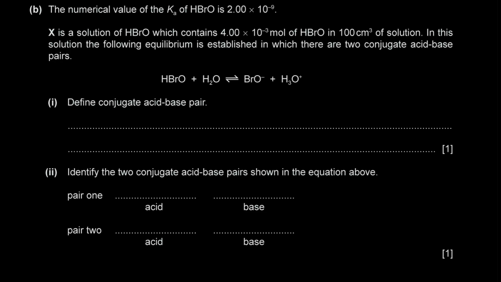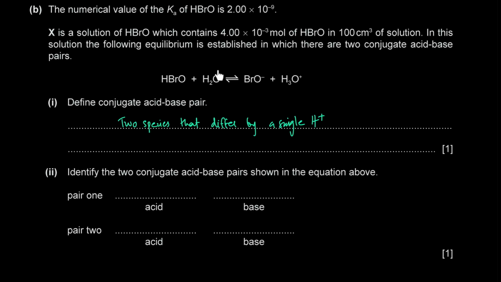Define conjugate acid-base pair. Conjugate acid-base pairs are two species that differ by a single proton. Identify the two conjugate acid-base pairs shown in the equation above.